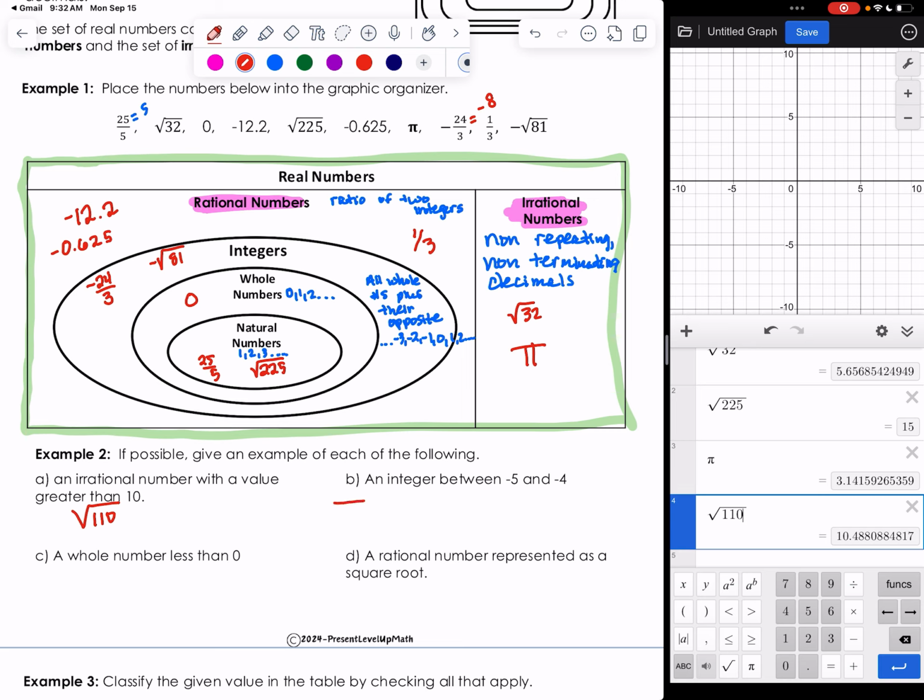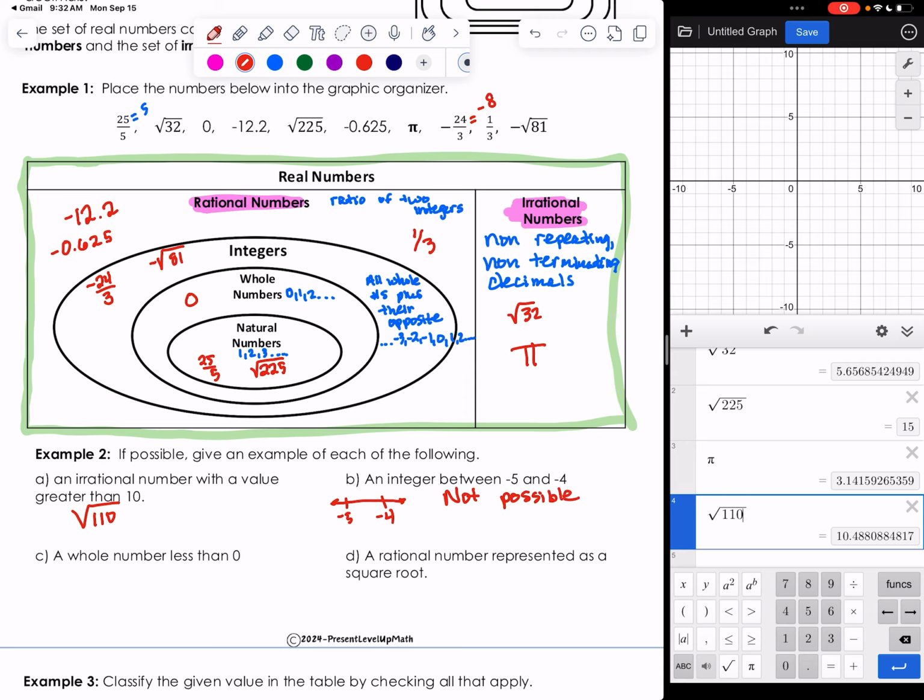All right. Problem B, an integer between negative 5 and negative 4. Now let me draw a little number line here for you. Here's negative 5. Here's negative 4. Is there an integer between those two numbers? No. So this is not possible because all the numbers between negative 5 and negative 4 are decimals.